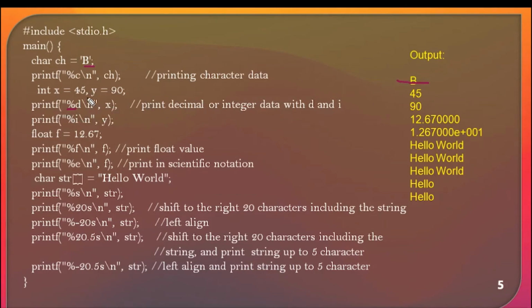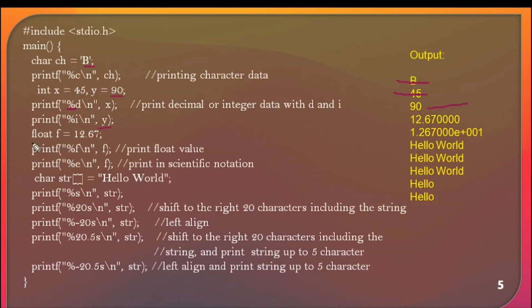Okay, what is the value in x that is displayed? That is 45. And here we used %i. Okay, %i is for int, so we used %i for the y variable. It displays the value in y, 90.